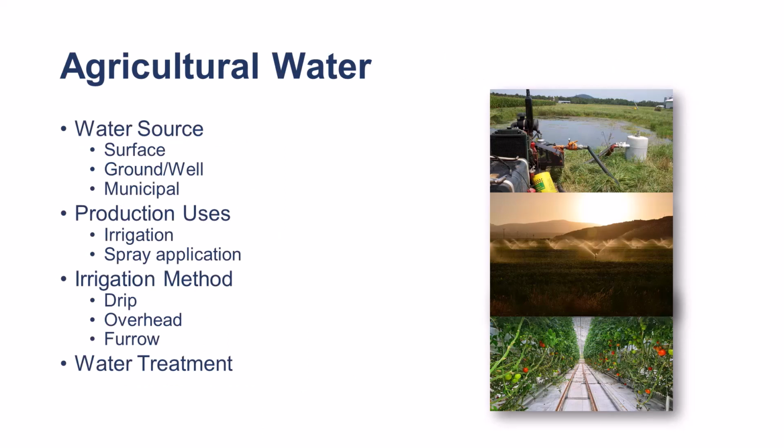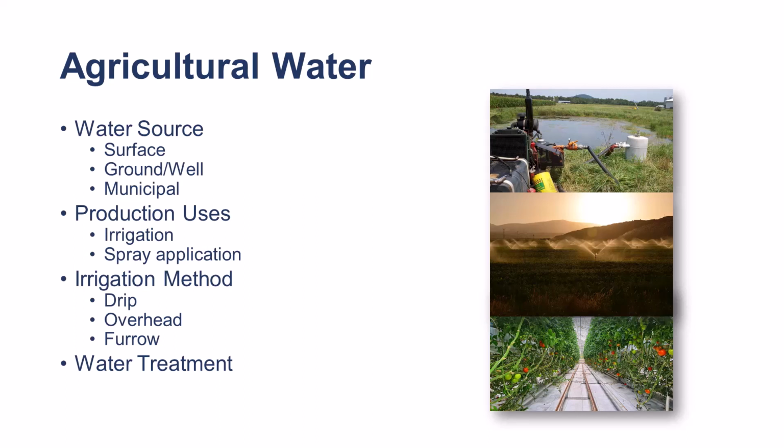Agricultural water and water distribution systems can be a source of contamination for human pathogens on fresh produce. Assessing the risk associated with water and water systems is critical to minimizing produce contamination. Factors that you want to consider when assessing the risks associated with the water and the water system include the source of the water used for agricultural purposes.